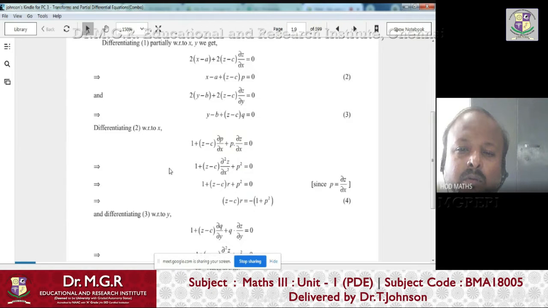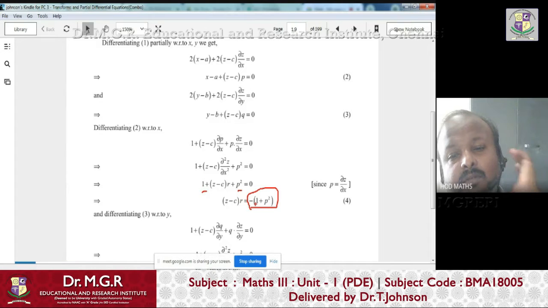So now 1 plus z minus c. And now what is dou square z by dou x square? We have a standard notation for dou square z by dou x square. That is r, plus p square equals 0. And finally we can write z minus c into r equals minus of 1 plus p square, taking this 1 and p square to the other side.